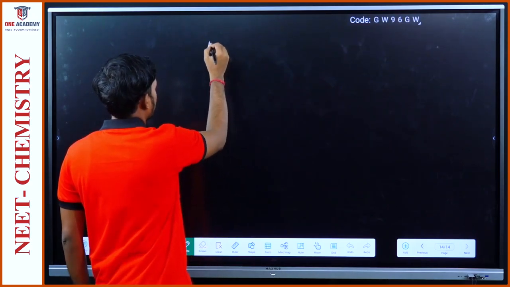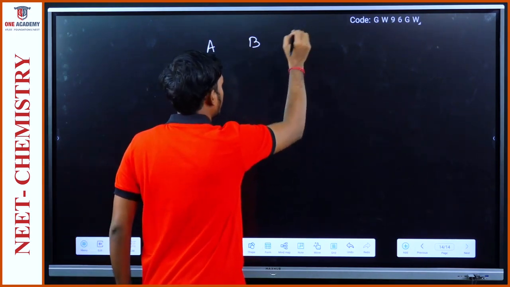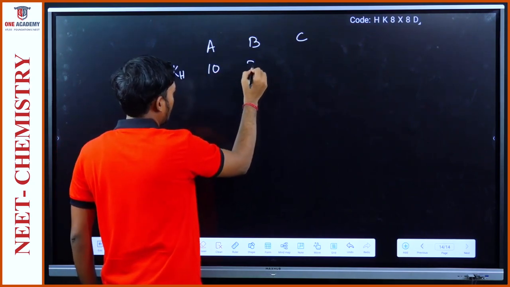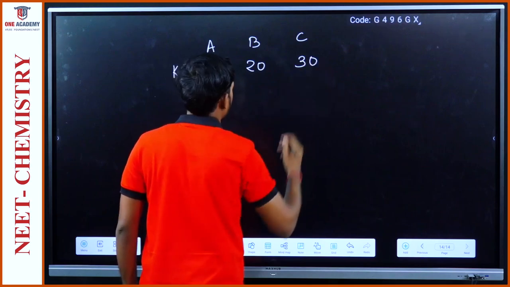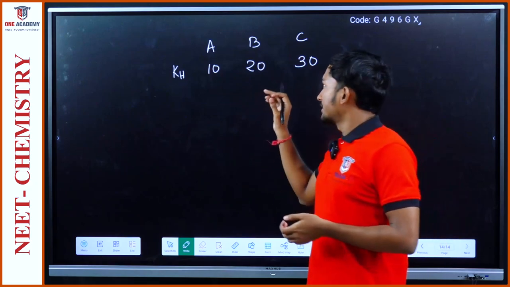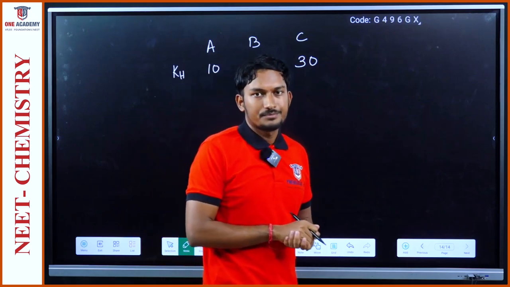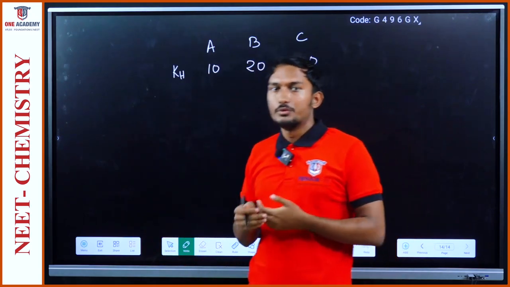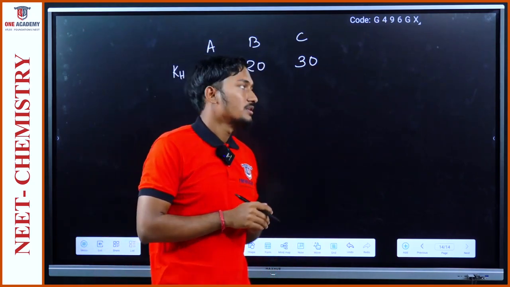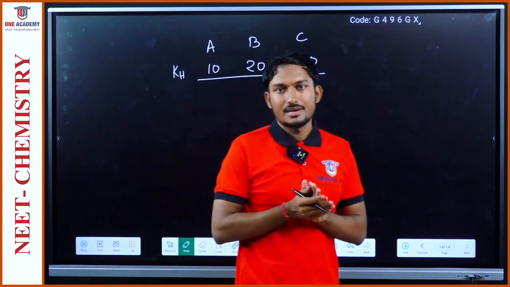Another thing, suppose I have two gases, A gas and B gas. Let's take another one. KH values are given as 10, 20 and 30. This type of data are given. So you have to tell me in which case the solubility of the gas will be maximum at a fixed pressure. These data are given, so think about it.